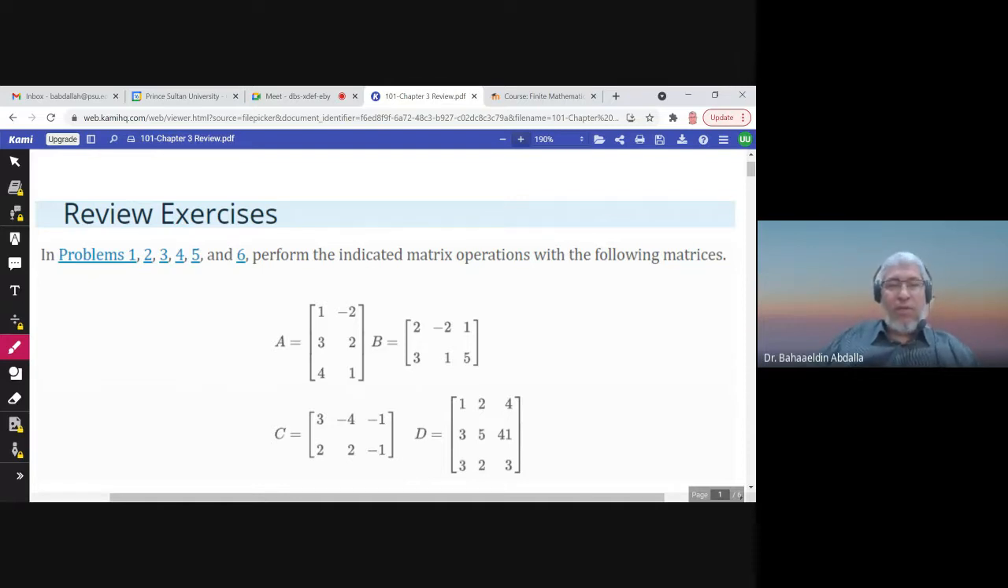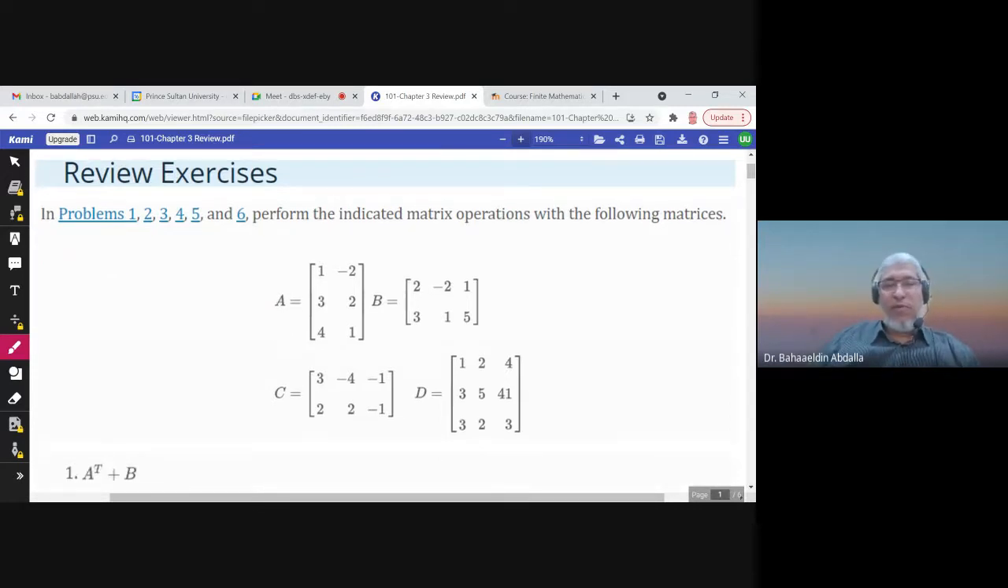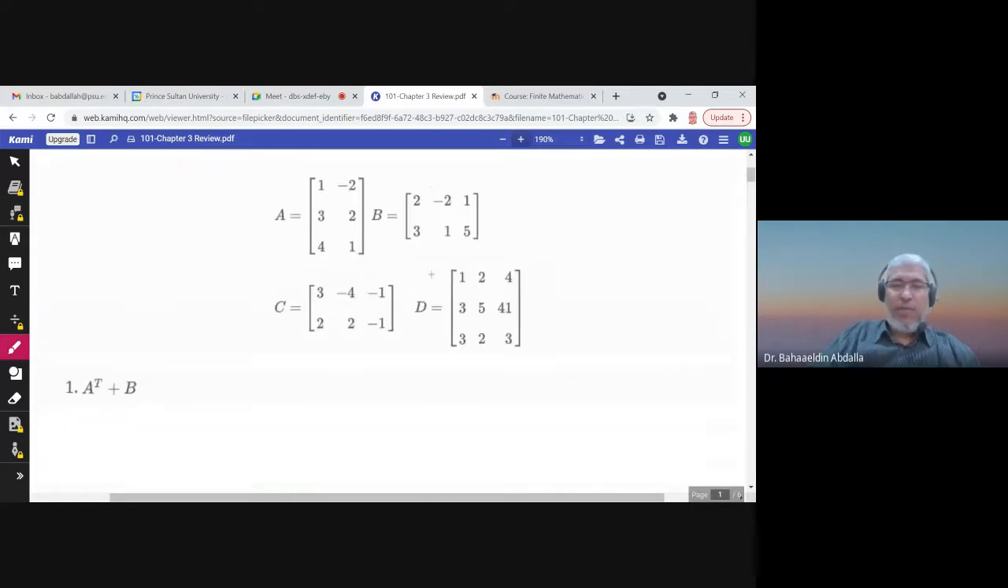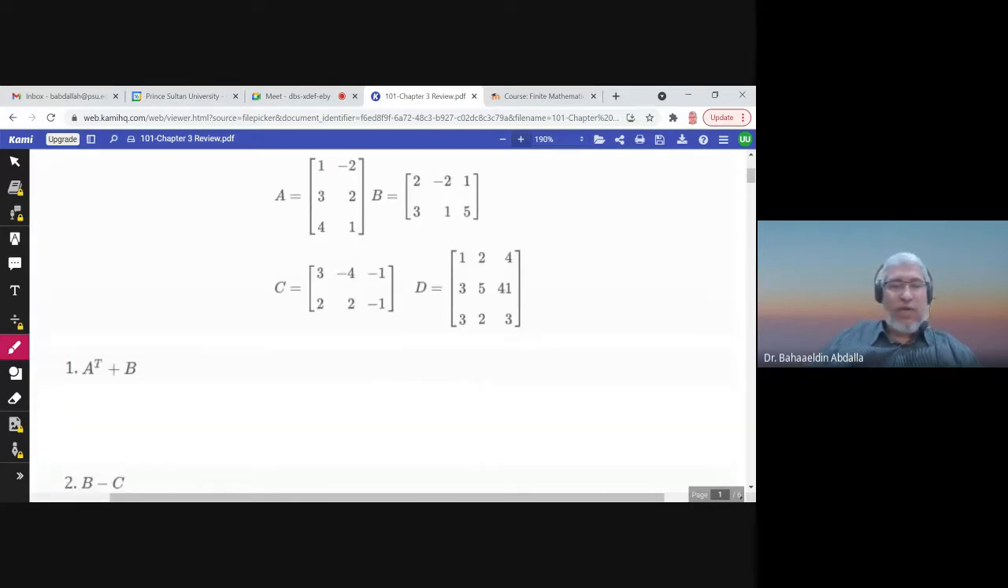These are review exercises about chapter 3. Chapter 3 is about matrices and solving linear systems using matrices. So here, perform the indicated matrix operations with the following matrices. So first we need to find A transpose plus B.